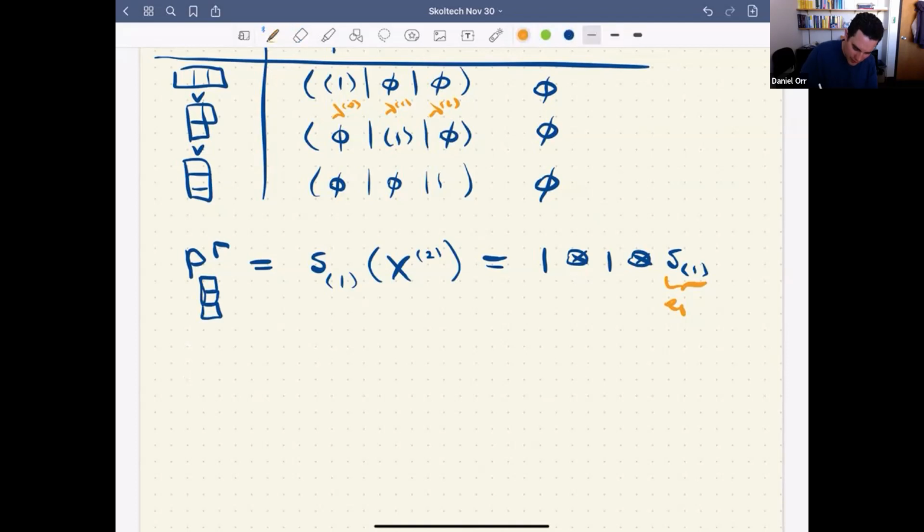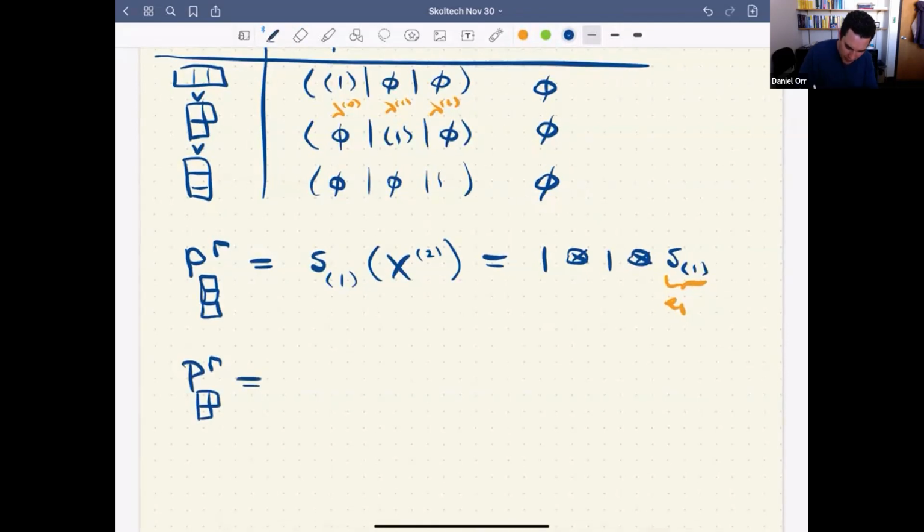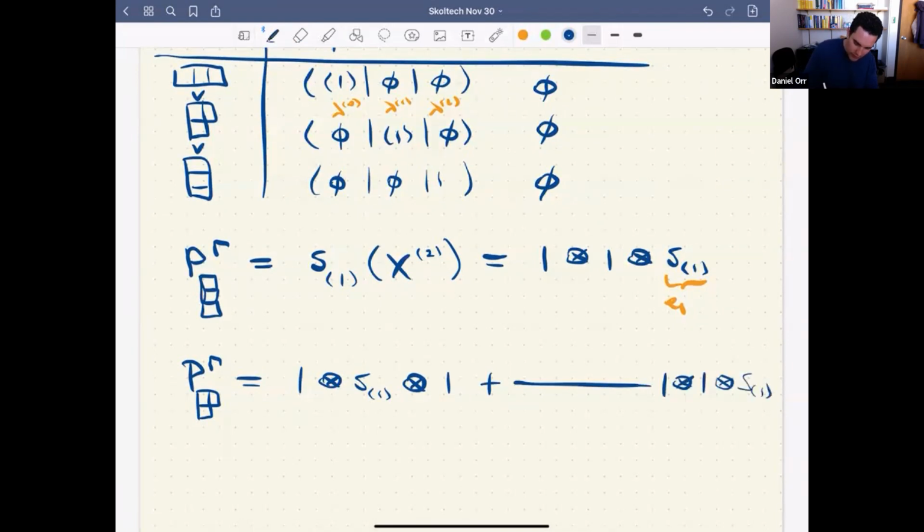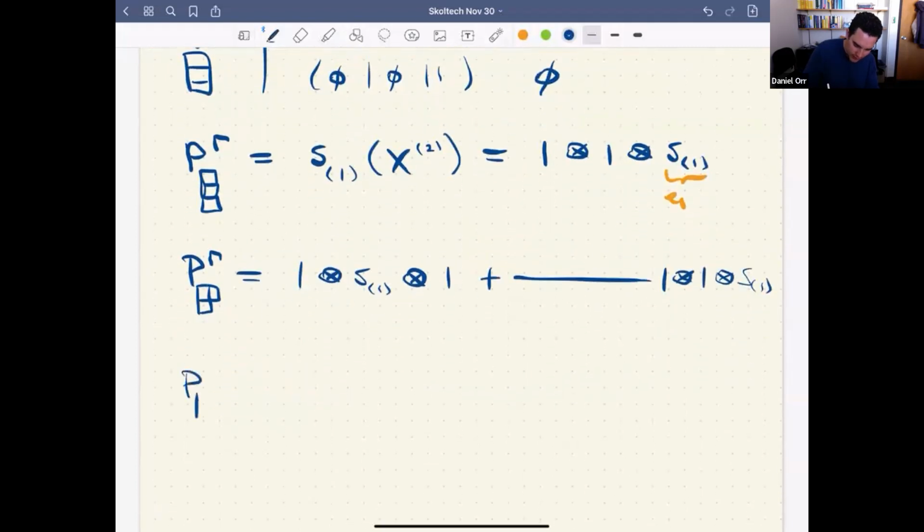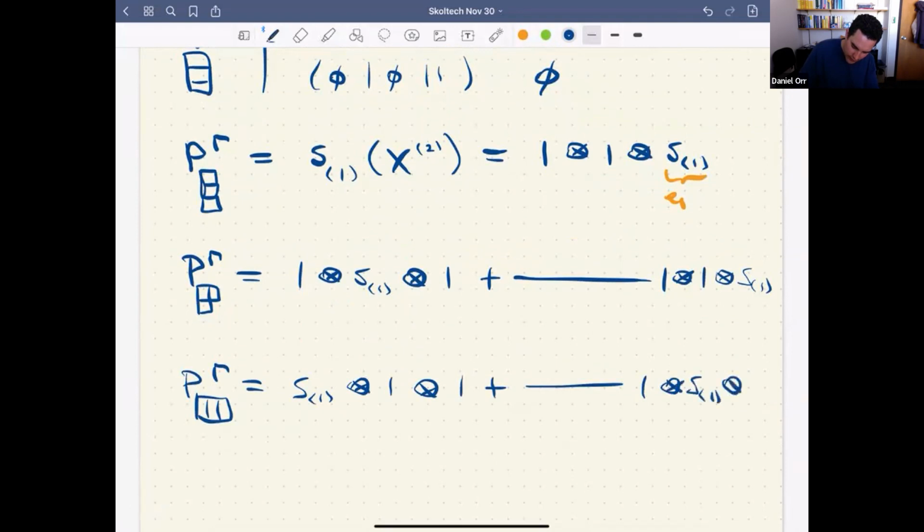But here, you start to get lower terms. I look at the quotient, and that's my leading term. So it's one tensor S1 tensor one, plus a lower term. So I have a rational function, and this guy looks like S1 tensor one plus a coefficient of one tensor S1 tensor one plus a coefficient of one tensor one tensor S1. So those are the lower terms.